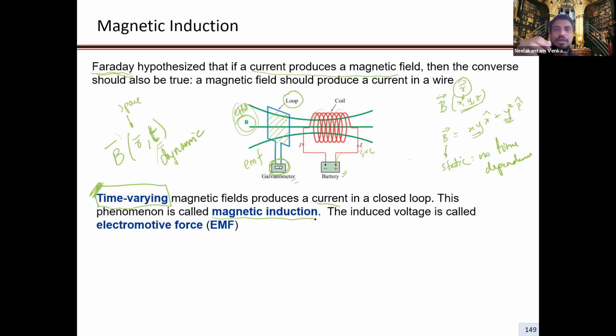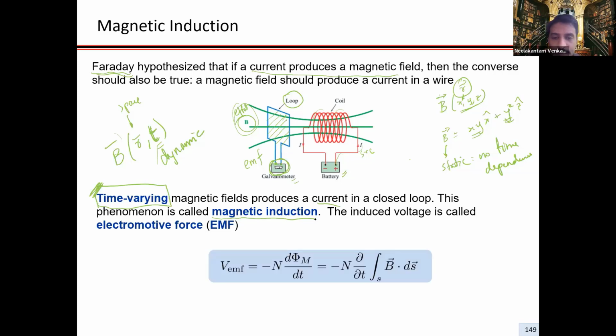which is what you will be doing in your lab 3, where you will have a bar magnet moving through a coil, and as the magnet moves, the magnetic field is moving. Because of that, there will be a current induced in the coil. So you'll be able to measure how much is the current and voltage.